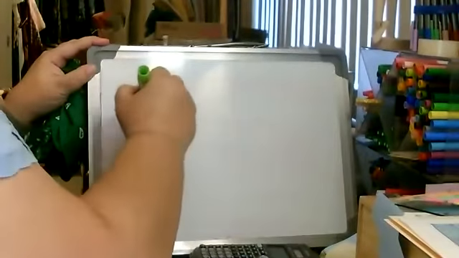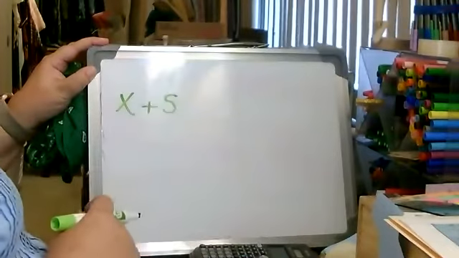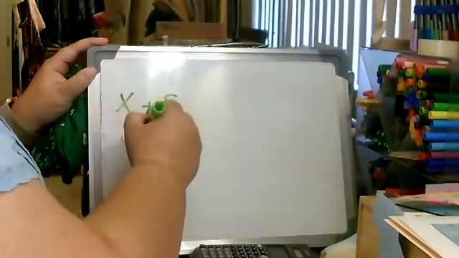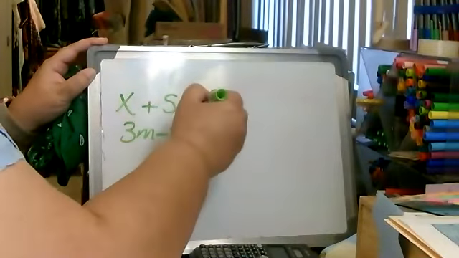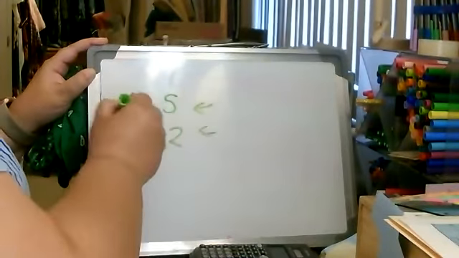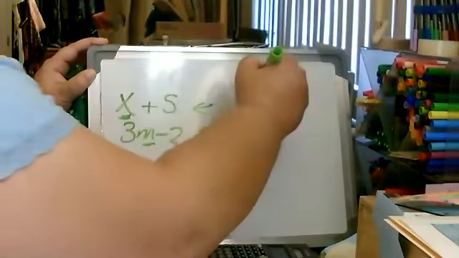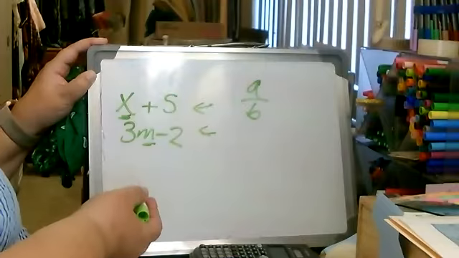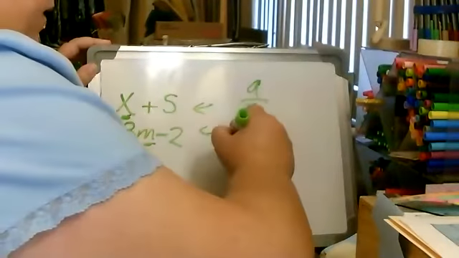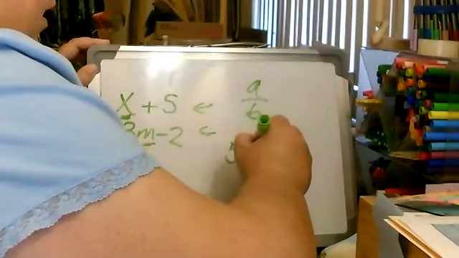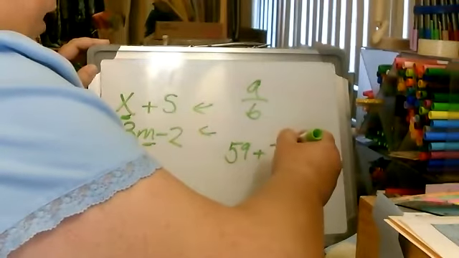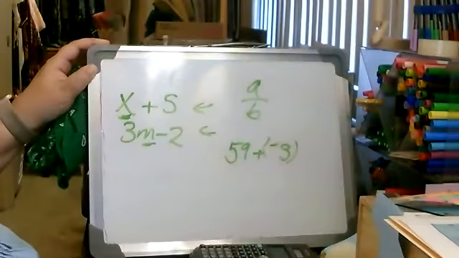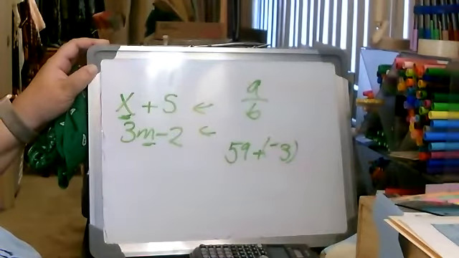So examples would be x plus 5 or 3m minus 2. These are all numerical expressions using variables. A over B. Also, they don't have to have a variable. So you could have 59 plus -3. That is also a numerical expression.